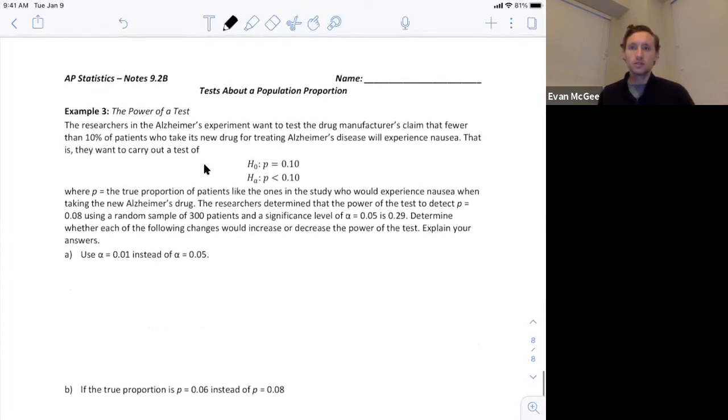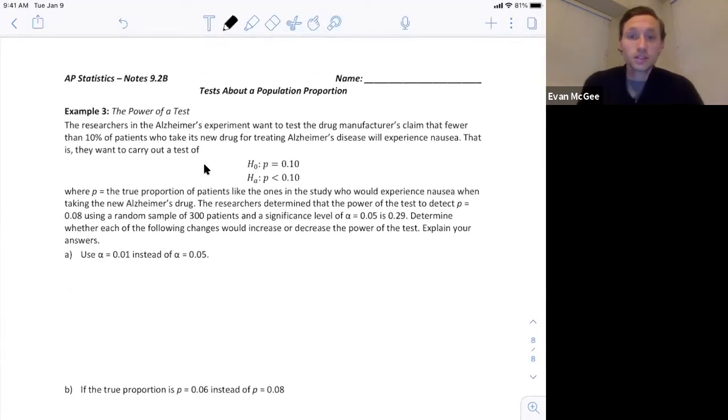Let's take a look at how some of these concepts are applied in a few example problems. And the last example problem. The researchers in an Alzheimer's experiment want to test the drug manufacturer's claim that fewer than 10% of patients who take its new drug for treating Alzheimer's disease will experience nausea.